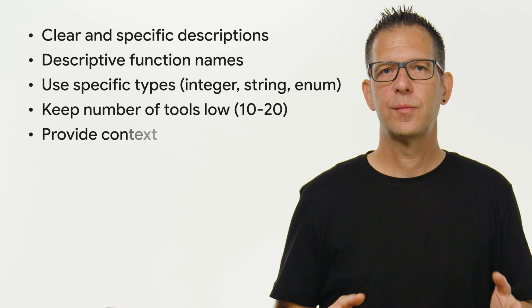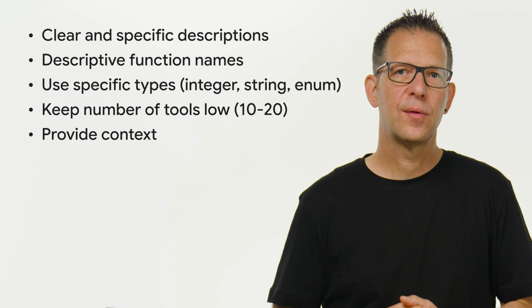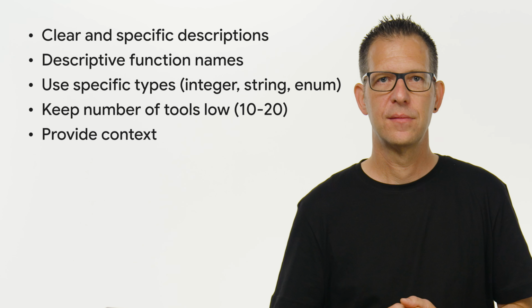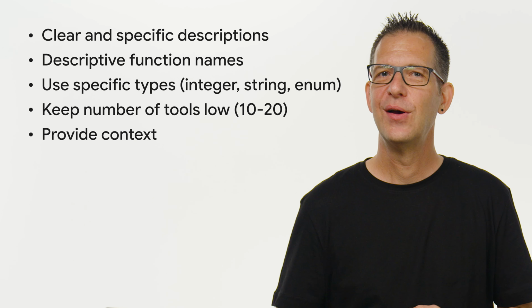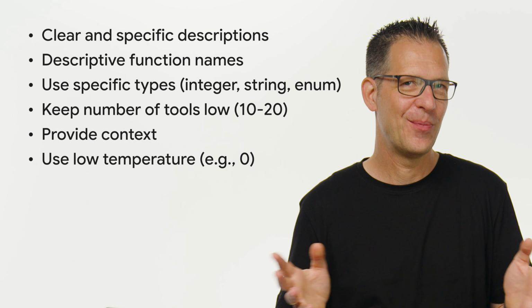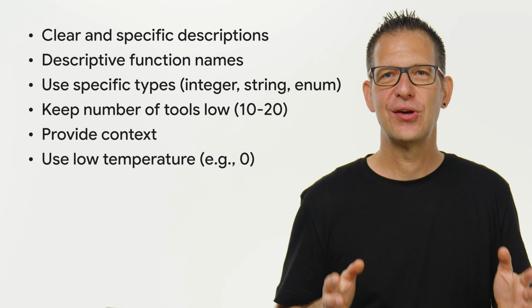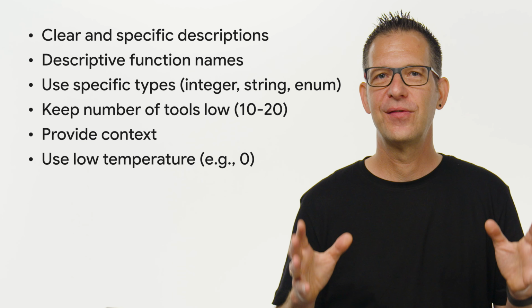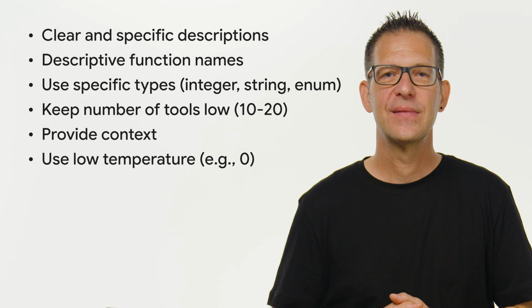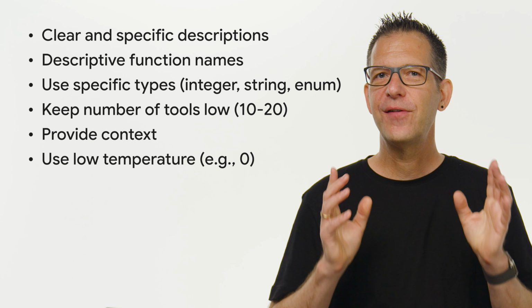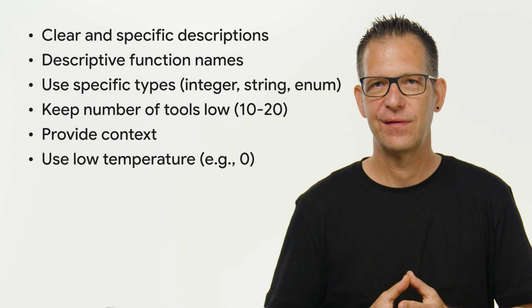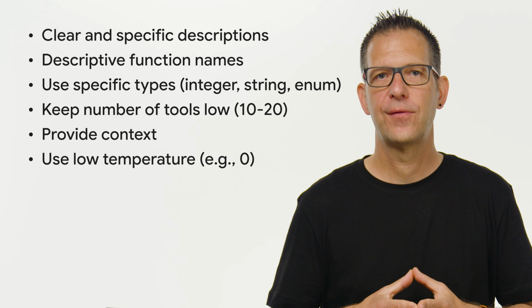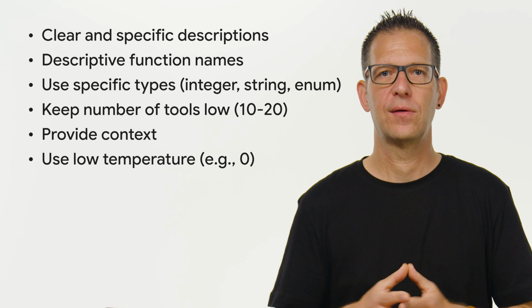It also helps to provide context in your prompt. For example, you are a helpful kitchen chef who keeps the time. And finally, use a low temperature, no pun intended, for more deterministic and reliable function calls. A temperature of 0 works well. Very important, if a function call has significant consequences, such as placing an order, you should ask the user to confirm the call before executing it.